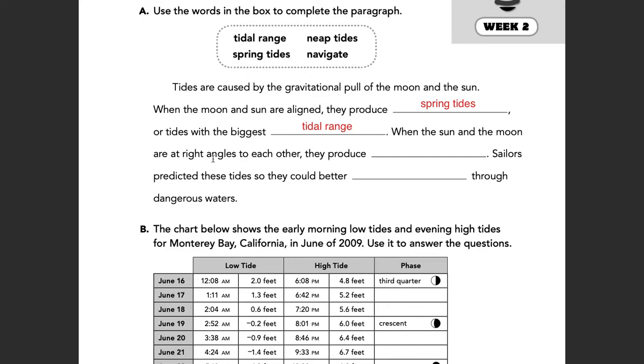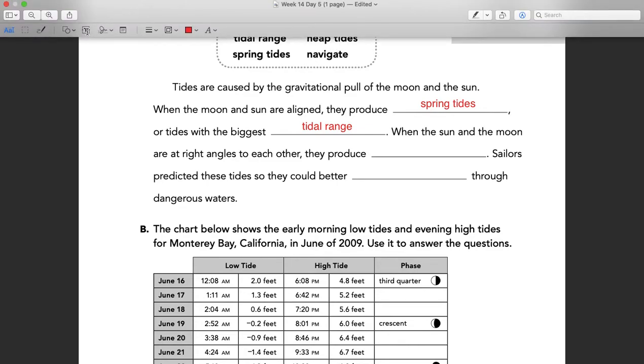When the sun, the moon, and the earth are at right angles to each other, they produce, well, we know spring tides are produced when moon, sun, and earth are all in alignment. So this would be the opposite of the spring tides, which would be neap tides.